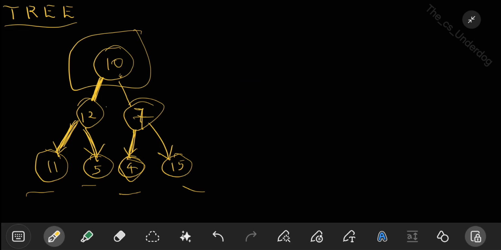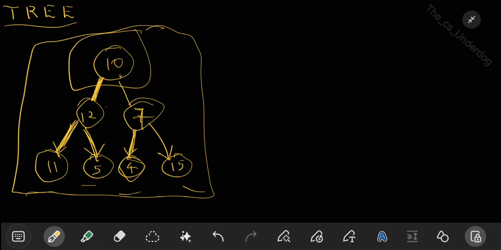What is the difference between these? Height is always a property of a tree. So this tree is of height 2. But each of the nodes will have a property called depth. For example, this node 12 is at depth 1 because from the root to that node you have to cross only one link. The depth of this node 5 is 2. So it is similar to height, but it is a property of the node. But the height is the property of the tree.